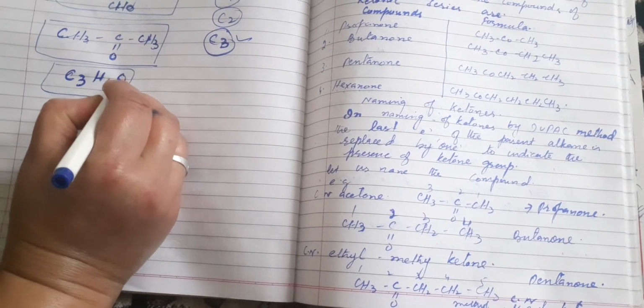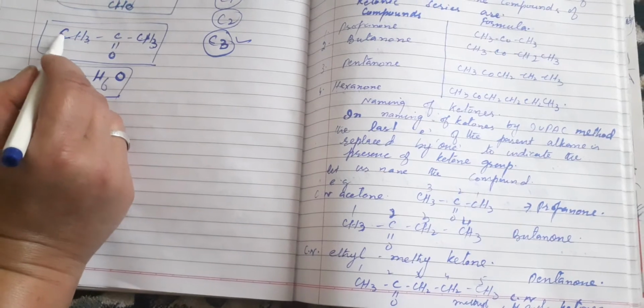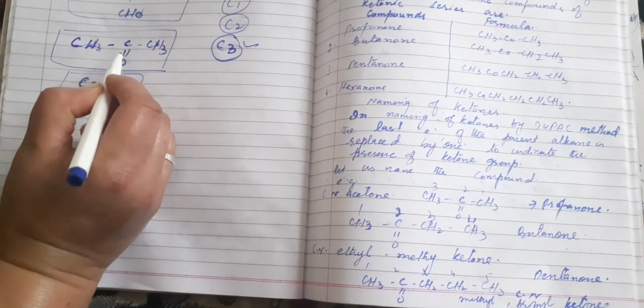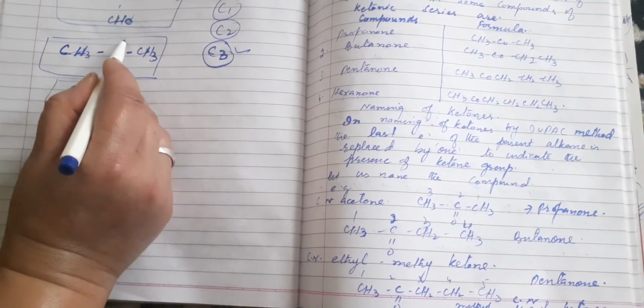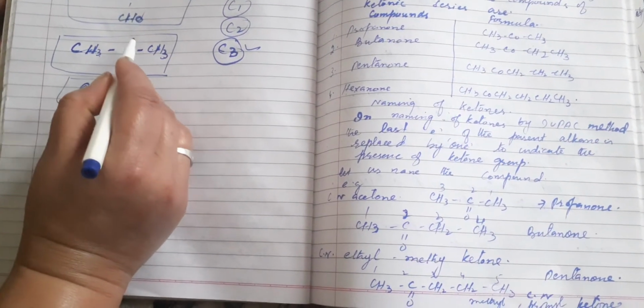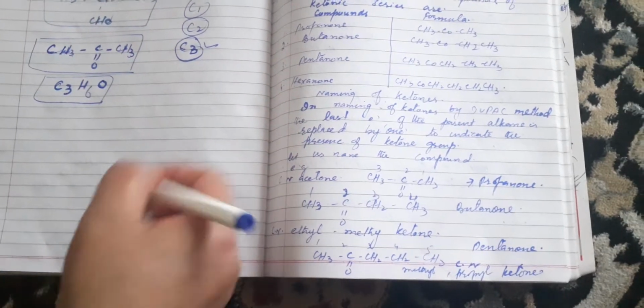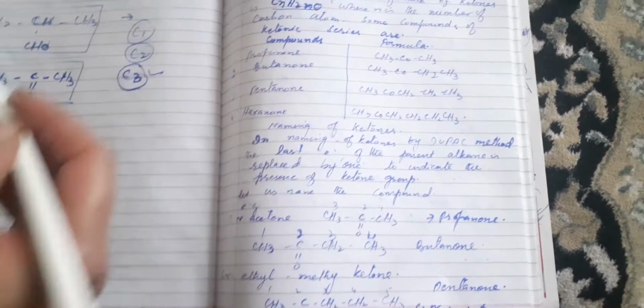C3H6O, and its structure will be just like this: CH3 single bond, C double bond O, and CH3. What is this? This is the ketone group. This is the ketone group. And on the basis of this formula, we can form the second.